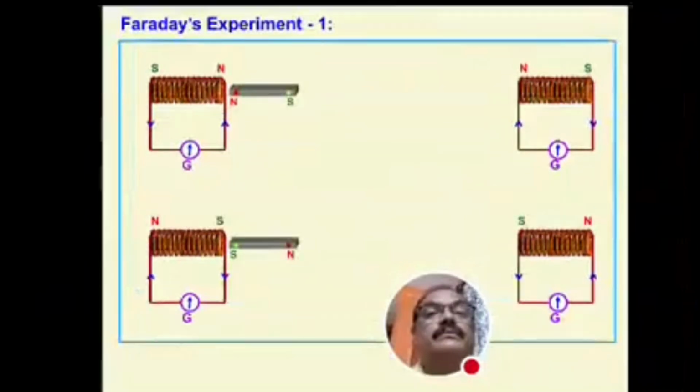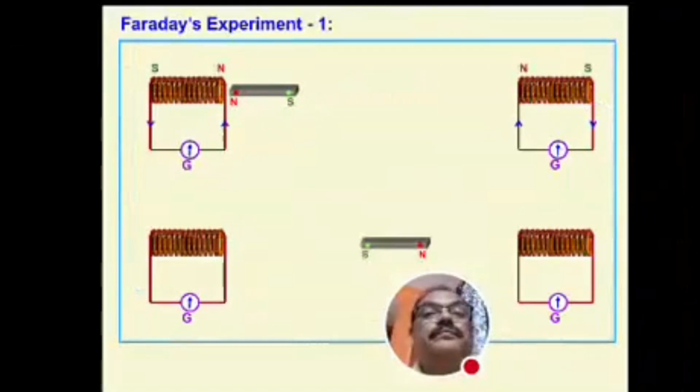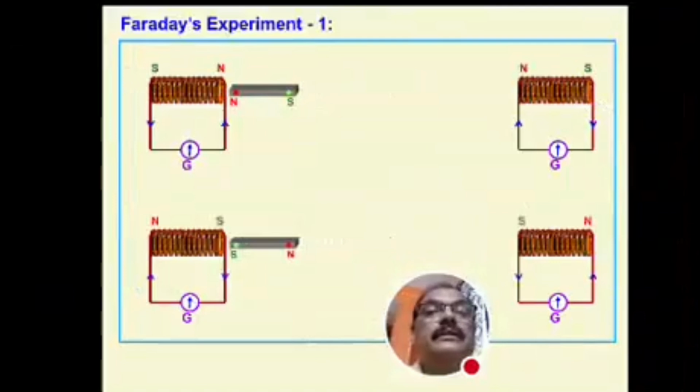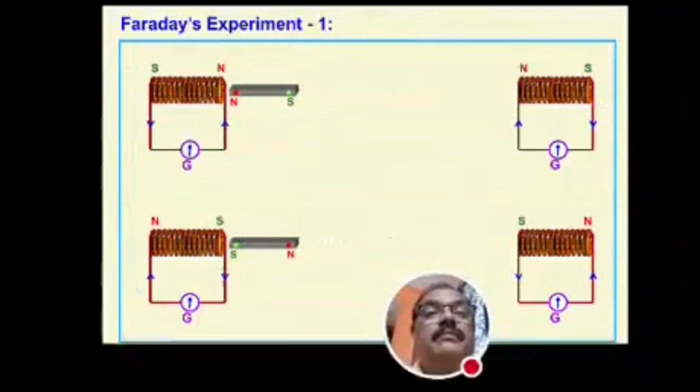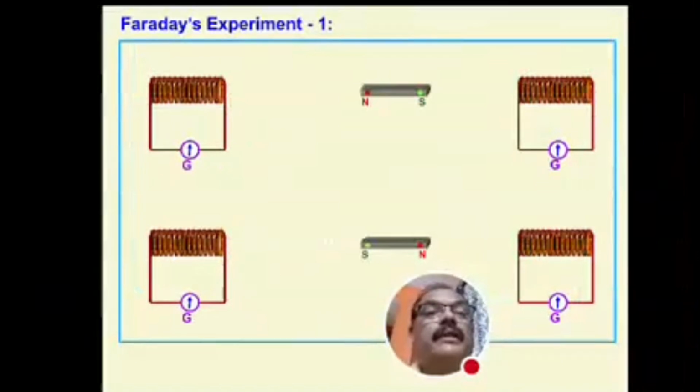Once again you can see here, when I am pushing, the coil will become a magnet due to the flow of current. That is why the galvanometer is giving deflection. Look at both carefully, then you can understand.